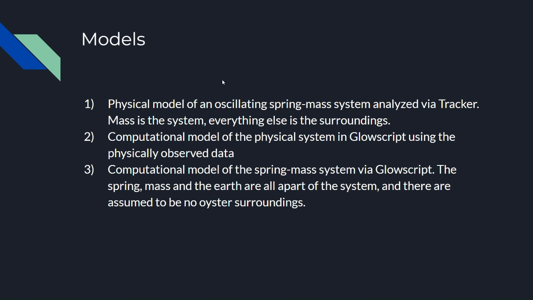So we use a physical model of an oscillating spring mass system analyzed via Tracker, and the mass is the system, everything else is the surroundings. A computational model of the physical system in GlowScript is used, and then a computational model of the spring mass system in GlowScript is used where the spring, the mass, and the Earth are all a part of the system, and there are assumed to be no outer surroundings.